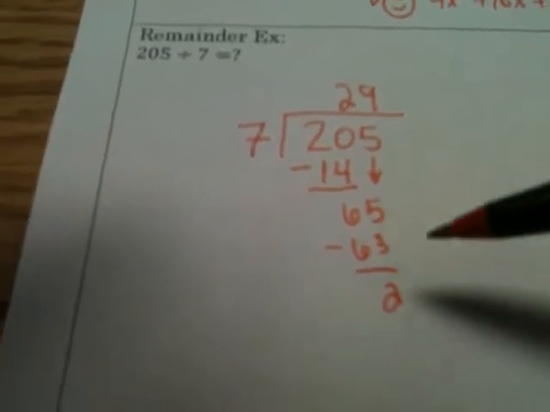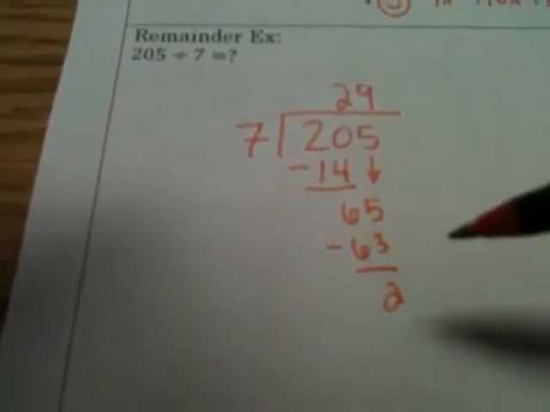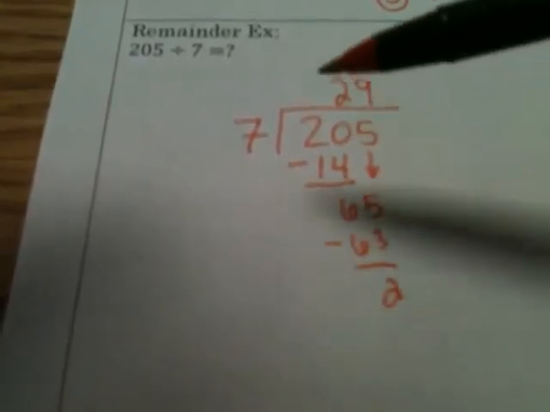Okay. Now we can keep going if we want a decimal answer, but what I want to show you is what we're actually doing is we have a remainder of 2. This is called the remainder.